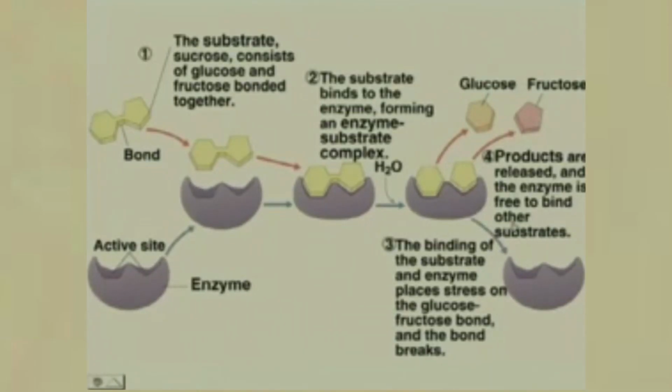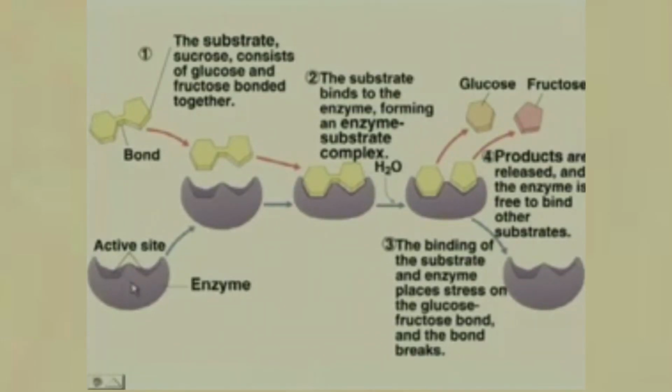On release of the products, what do we have? We have the enzyme exactly in the form that we started off with. So what can it now do? It can go bind another sucrose and go through the same thing over again. So it will keep on doing that, obviously. That's what is happening in our bodies all the time.